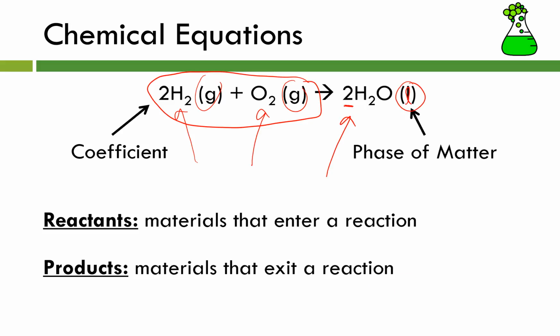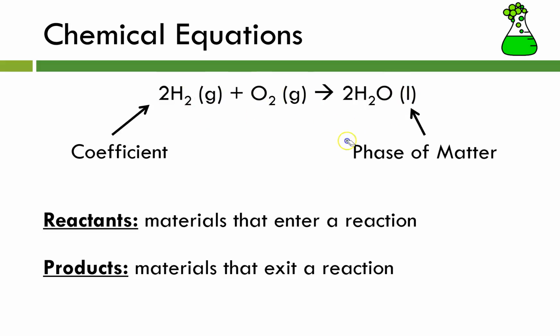Water is an example of a product. It is the material that exits a reaction, so it's going to be on the right side of the reaction arrow. So just to clean this up a little bit, let's get that out of the way. Collectively, everything to the left of the reaction arrow are called the reactants. Everything to the right of the reaction arrow are called the products.